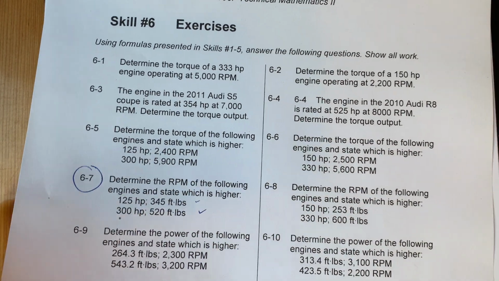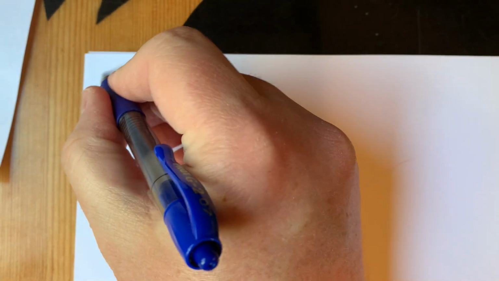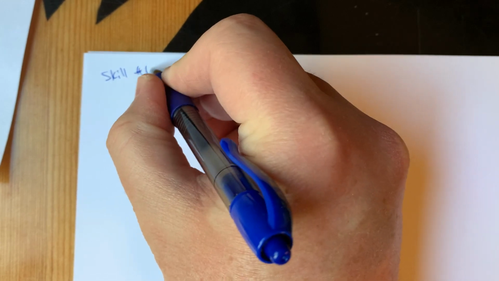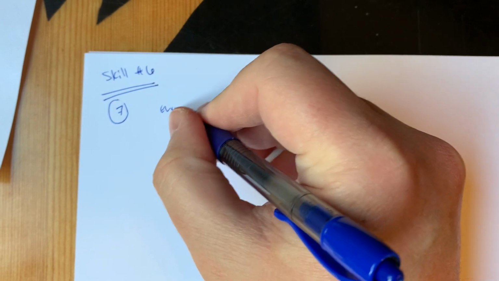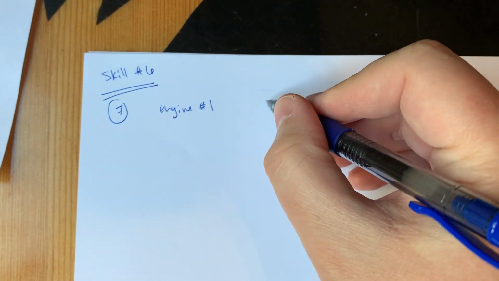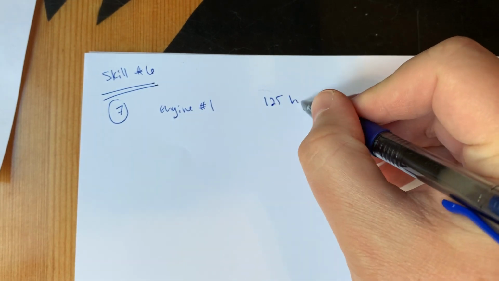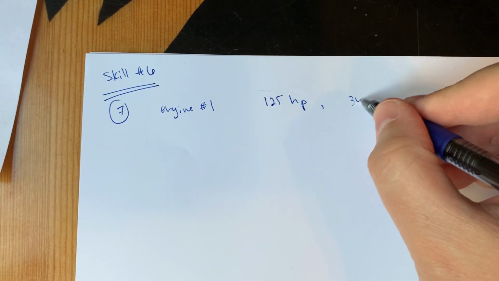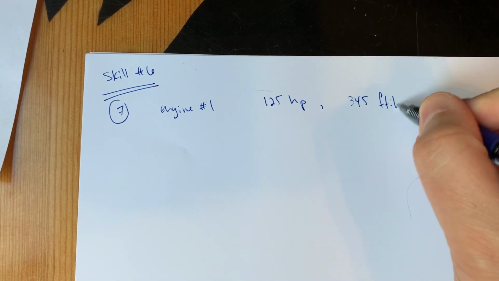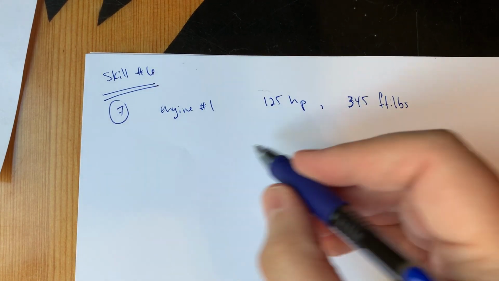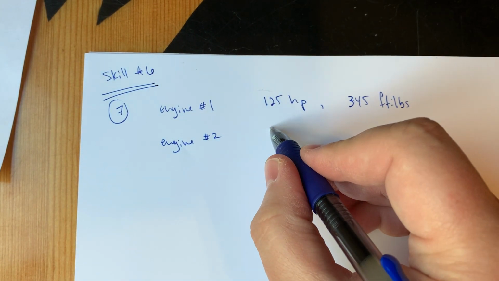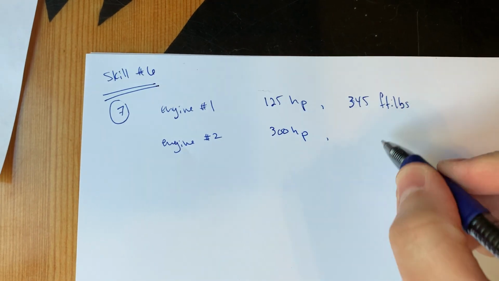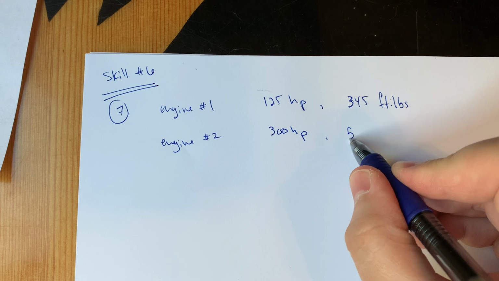So let me bring this information over. I'll rewrite what we've got. Skill number 6. Problem number 7. So I've got engine number 1, 125 horsepower, 345 foot-pounds of torque. Engine number 2 is 300 horsepower, 520 foot-pounds.